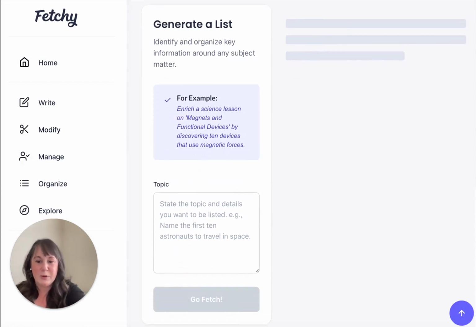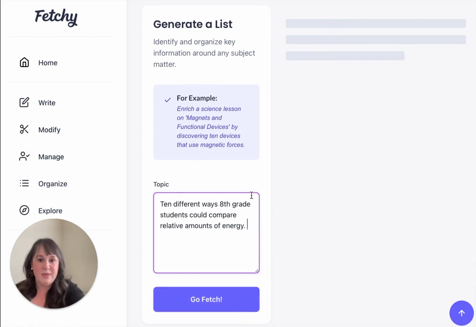So let me show you what I'm going to do. That science standard for my 8th grade students, this is a piece of that standard. I really want my students to have different ways to compare energy, and I'd love to get some ideas of that. And I could go on Fetchy and find an example or a science experiment, but really just a nice little list of ideas and inspiration is exactly what I need.